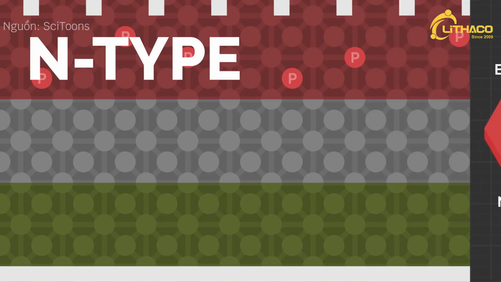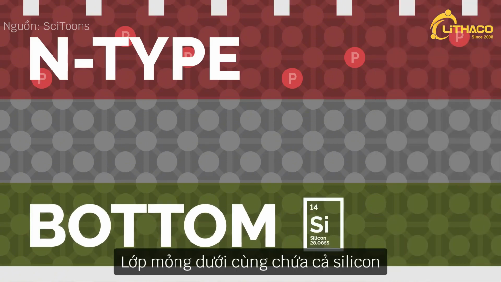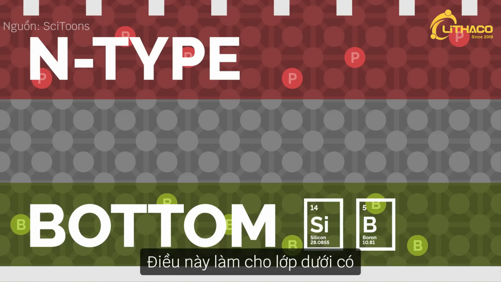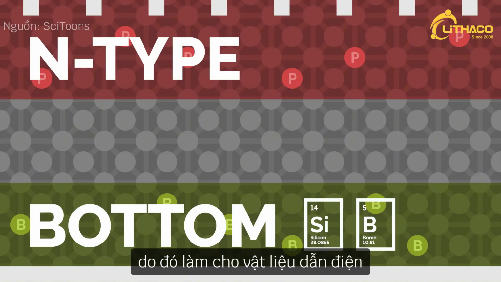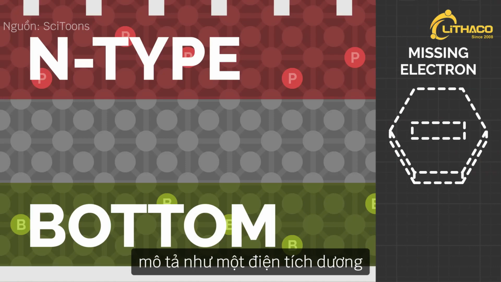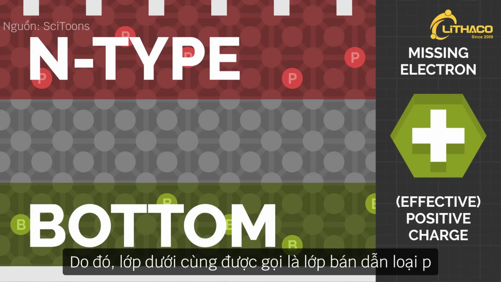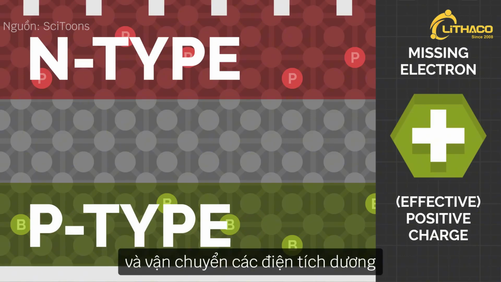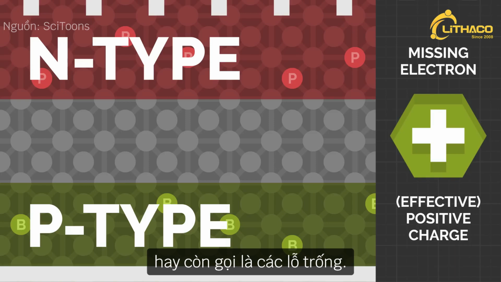The thin bottom layer contains both silicon and an element such as boron that has fewer electrons than silicon. This gives the bottom layer fewer electrons that are free to move, therefore making the material less conductive for electrons. A missing electron can be described as an effective positive charge. Therefore, the bottom layer is called positive type or P-type, as it preferentially favors the collection and transport of these positive charges, also dubbed holes.